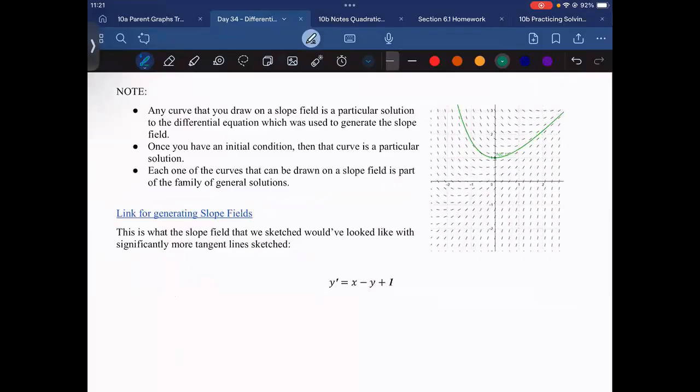Each one of the curves that can be drawn on the slope field is part of a general family of solutions. What that means is, I could have this graph right here, and our particular solution is (0, 1). Well, let's say we did (-1/2, -1/2) or something like that. It's still going to look pretty much the same. It's just shifted, right? Because we have a different particular solution. Like this one is going to just move. It's about the same. My sketches aren't very great, but this is what it looks like.